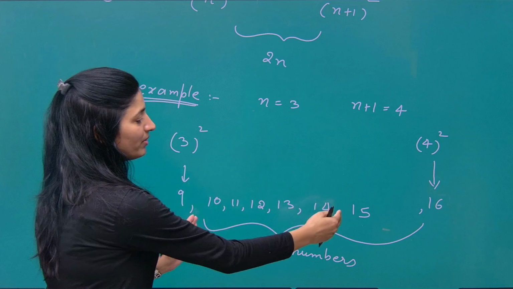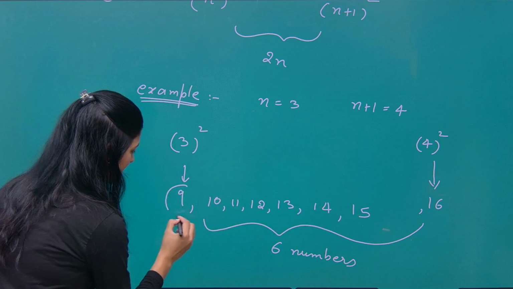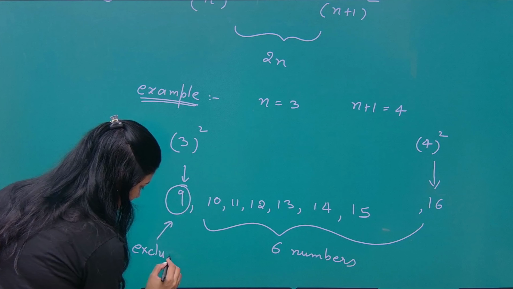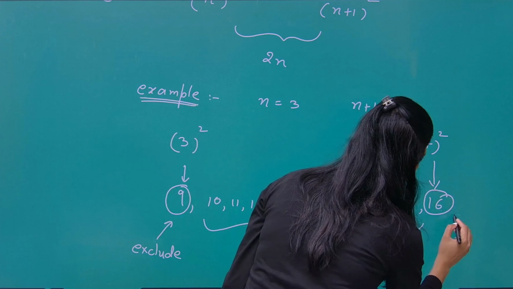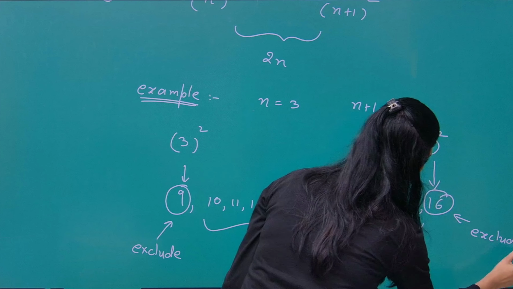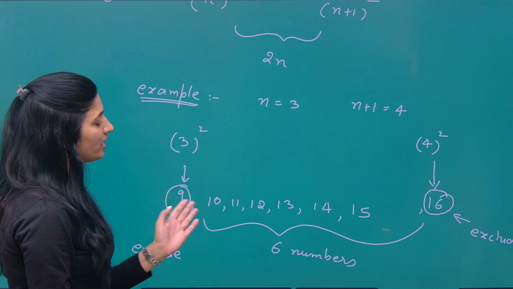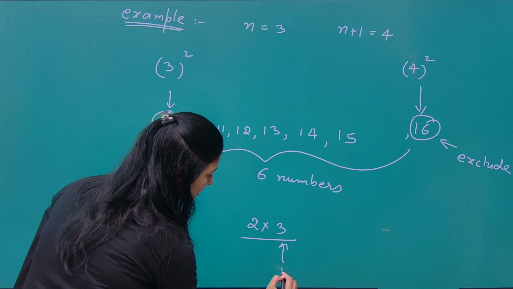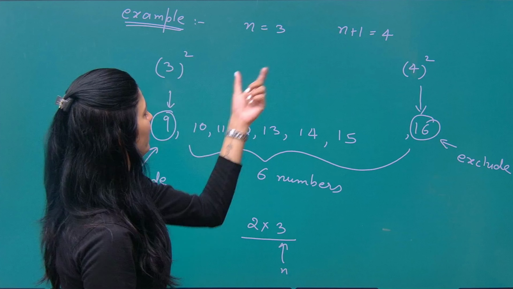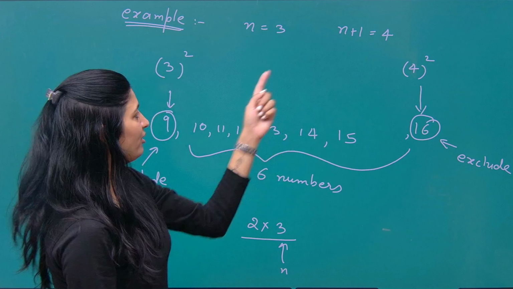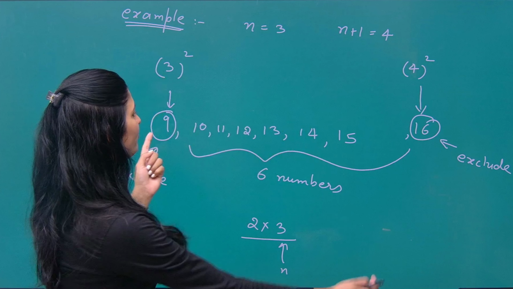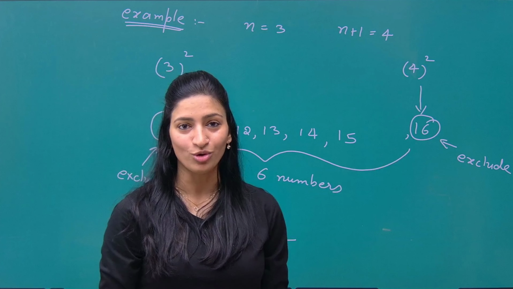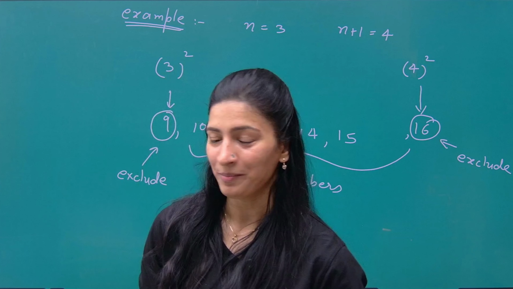When we talk about the numbers which are lying between two given numbers, it means we have to exclude the extremes. So we have to exclude 9 and we also have to exclude 16. Means we don't have to count 9 and 16. All the other numbers we are counting and the total is 6, which is equal to 2 into 3, right? And 3 was our n. So if we have two consecutive natural numbers n and n plus 1, and if we find their squares, there will be a total of 2n numbers between these two perfect squares. So this is our fourth property. Let's understand the fifth property.